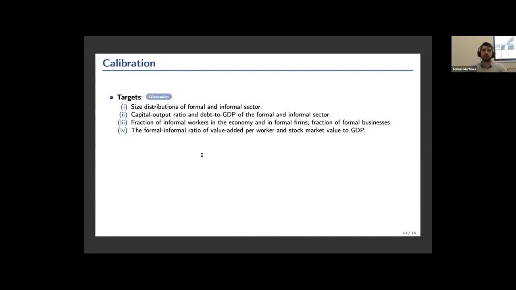Okay, we're going to calibrate this model to the size distribution of the formal and informal sectors, the capital output ratio, and debt to GDP of both formal and informal sectors. So this is always targeting small businesses only, because that's the data that we have. And we're also going to calibrate to the fraction of informality, both the fraction of informal workers and the fraction of informal businesses.